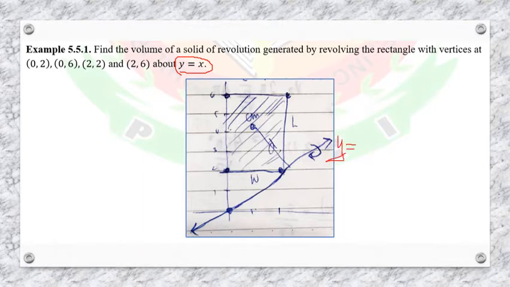Okay. So, mag-construct lang kayo ng table of values para maka-construct kayo ng points and then plot nyo lang sa Cartesian plane. And then also yung mga vertices ng rectangle natin, yung (0, 2) is andito siya sa point na to. And then yung (0, 6) naman is nandito. And then yung (2, 2) is andito siya. And then yung point na (2, 6) is andito siya. And then i-connect lang natin to form a rectangle. And then the second step is to find the area of this rectangle.